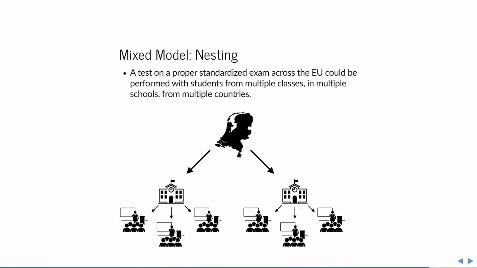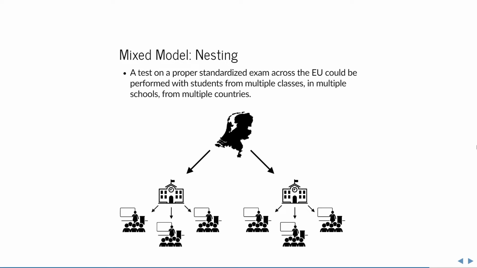So, one more example. Let's say that you want to develop some tests for properly standardizing high school exams in the European Union, for example. And you want to compare two different tests and see which one yields better overall grades. Then you could use students from multiple classes in each school, and you could use multiple schools from each country. And if you want to talk about the EU, you can't just do it in the Netherlands. Then you have to include multiple countries from the European Union.